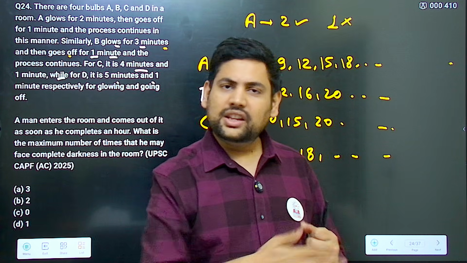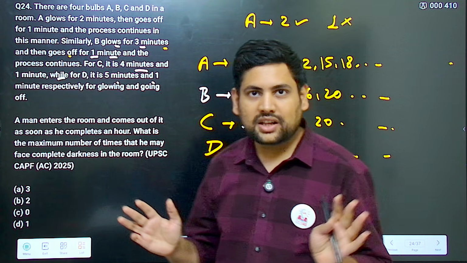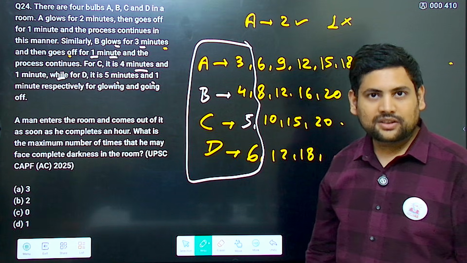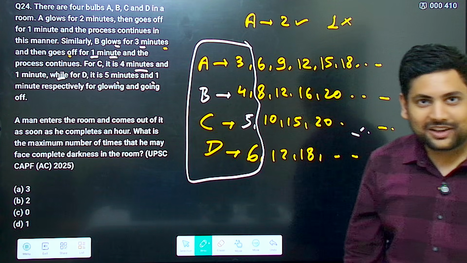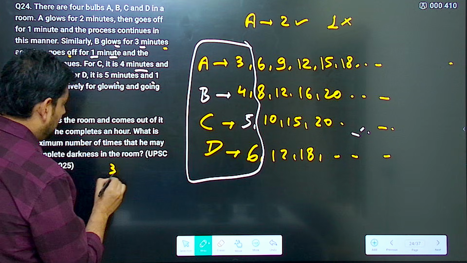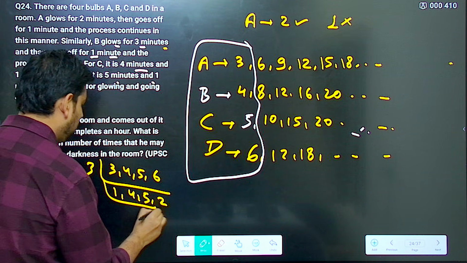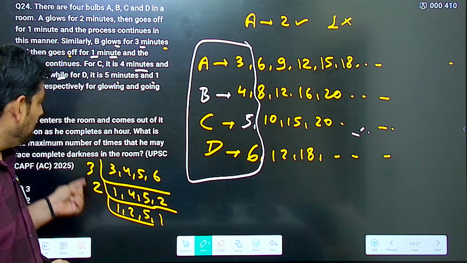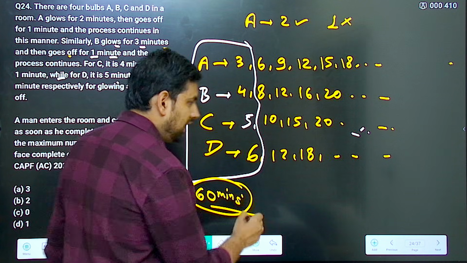Now it is asking: if a man enters a room and stays there for 1 hour, then leaves, what is the maximum number of times he can see the room completely dark? That means all lights are off. Isn't this the LCM of all these 4 numbers? These are multiples. You're finding that least multiple that is divisible by all of them. So 3, 4, 5, 6. What is the LCM? 3 times 2 is 6, 6 times 2 is 12, 12 times 5 is 60. So in 60 minutes, it will go off completely.